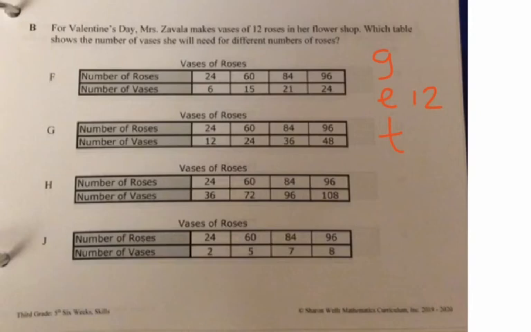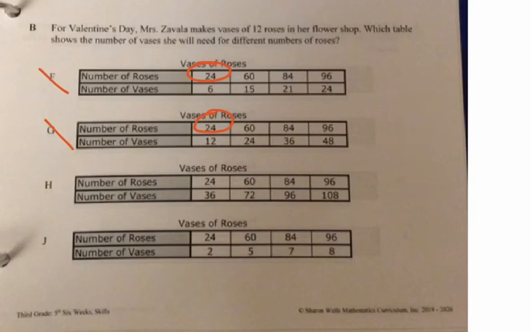So the number of vases is 6. So I will multiply 6 by 12. I don't like the way that looks, so I'm going to rewrite it. And my answer, according to this, should be 24. So I get 72, so letter F is going to be out. So let's go to G. So according to letter G, I have 12 vases with 12 roses inside each. Just by looking at this, I know my product is going to be way larger than 24, so I'm going to get rid of G.